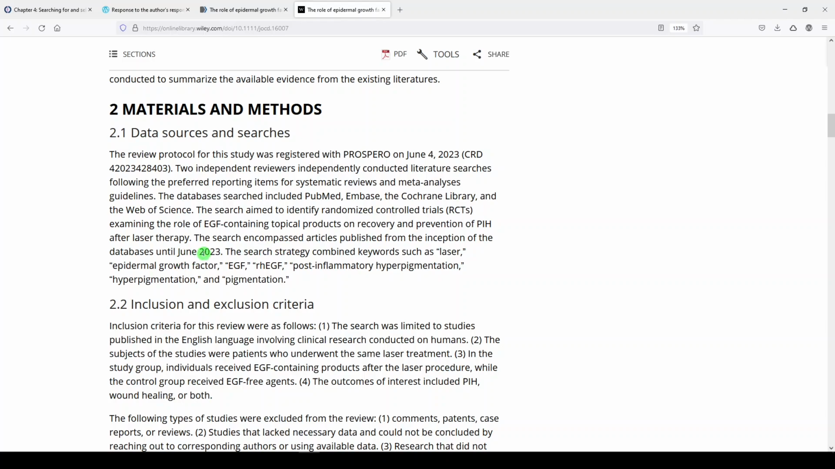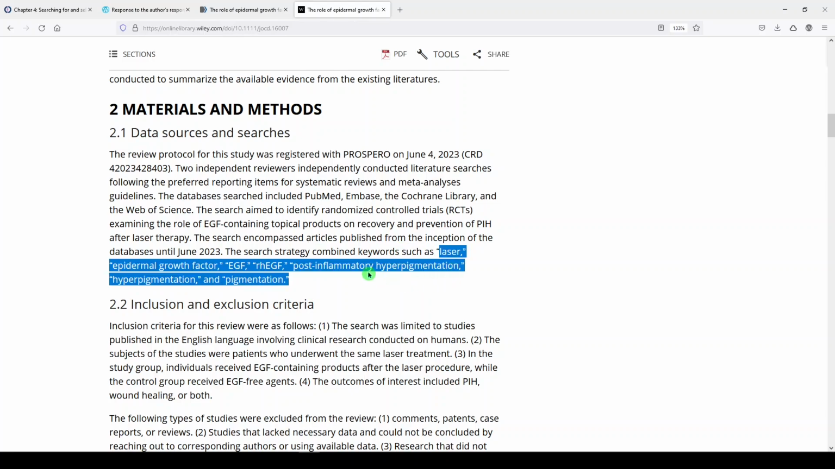Would love to see a date. The search strategy combined keywords such as, is that all, or is it these, or such as these? We have no idea. Laser, epidermal growth factor, EGF, rhEGF, post-inflammatory hyperpigmentation, and pigmentation. So again, I ask, such as, or are these the terms? And is this reproducible? It is not. We have no idea how these terms were combined, or tagged, or run, or any of that.